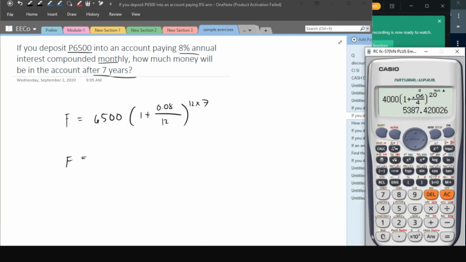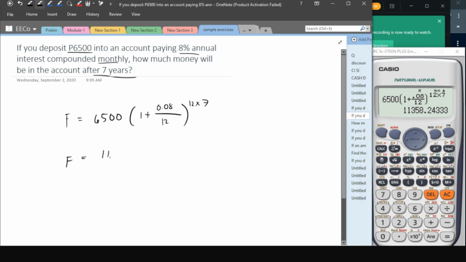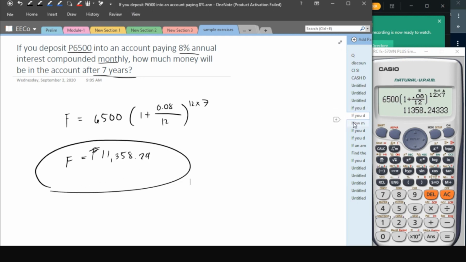So, that will be 6,500 multiplied by 1 plus 0.08 divided by 12, raised to 12 times 7. So, that became, after 7 years, 11,358.24 pesos. Next one.